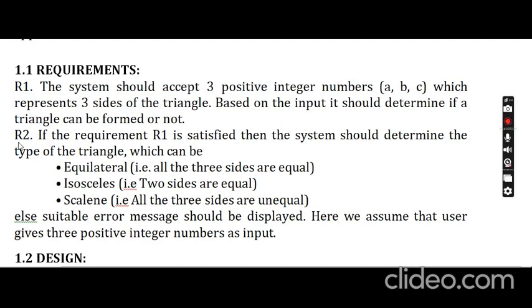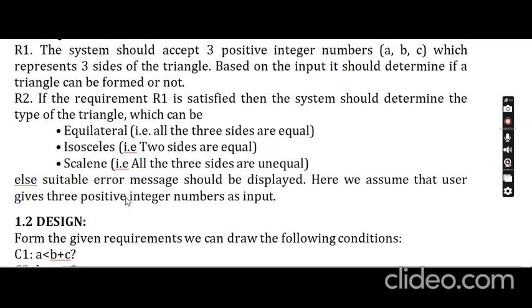Requirement number 2, R2: if requirement R1 is satisfied, then the system should determine the type of the triangle. The types are equilateral triangle, isosceles triangle, and scalene triangle. Equilateral means all three sides are equal, isosceles means two sides are equal, and scalene means all three sides are unequal. Otherwise, we display a suitable error message. Here we assume that the user gives three positive integers as input.